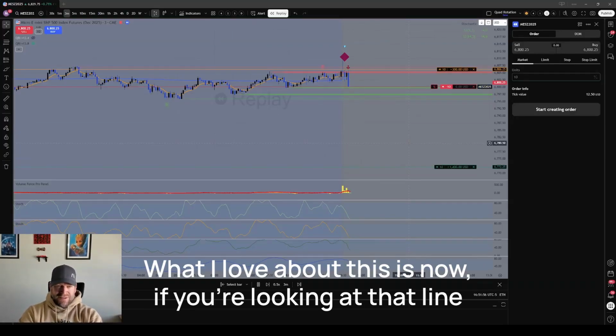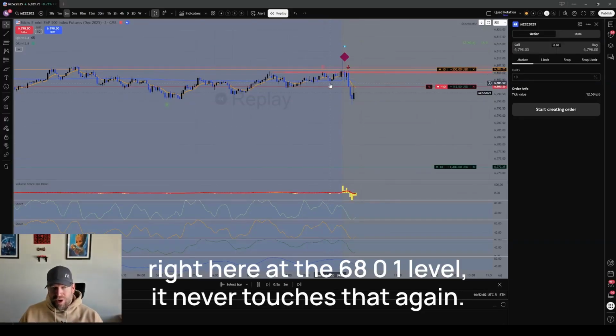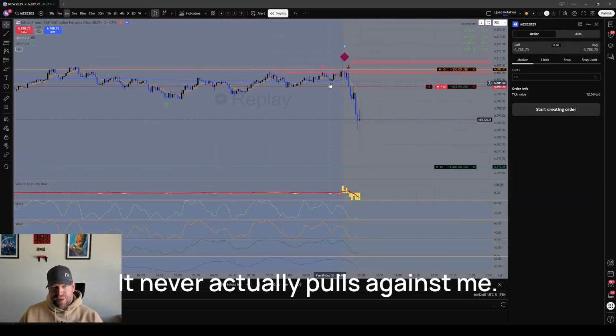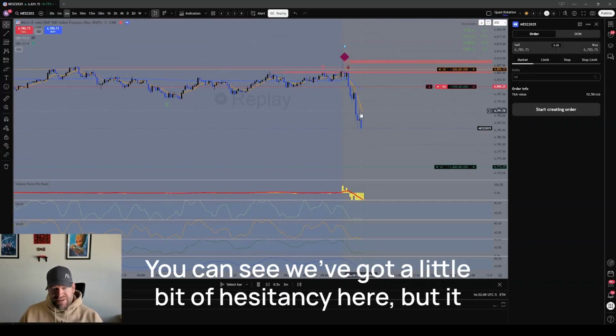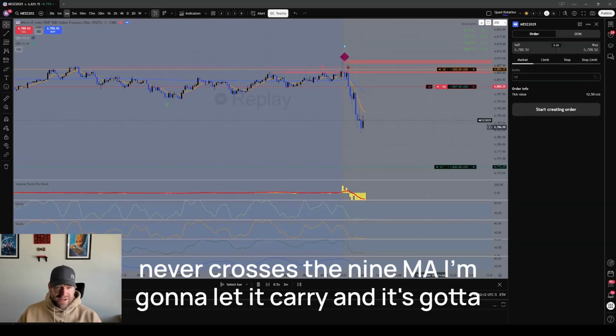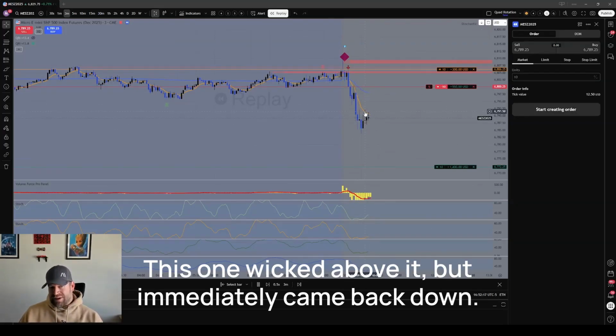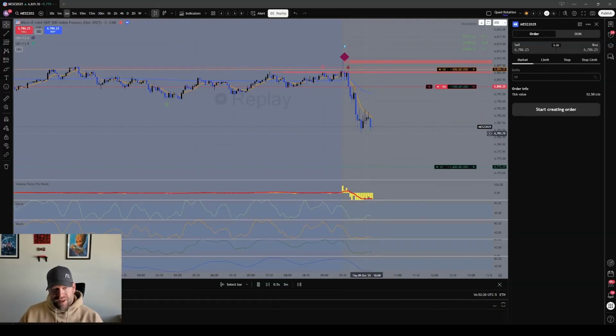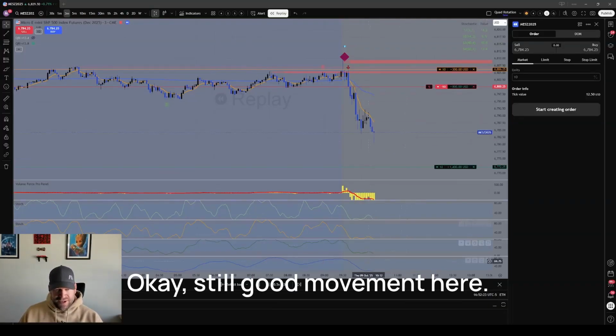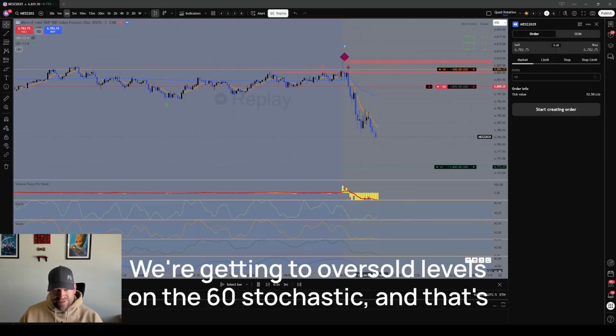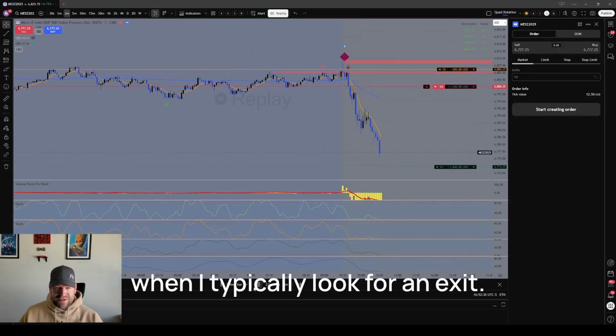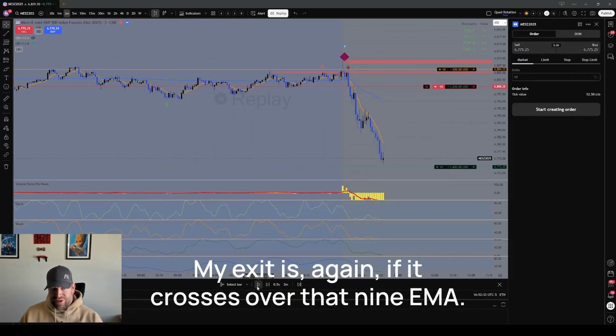What I love about this is now if you're looking at that line right here at the 6801 level, it never touches that again. It never actually pulls against me. You can see we've got a little bit of hesitancy here, but it never crosses the 9 EMA. I'm going to let it carry. And it's got close above the 9 EMA. This one wicked above it, but immediately came back down. Okay, still good movement here. We're getting to oversold levels on the 60 stochastic, and that's what I typically look for an exit. My exit is, again, if it crosses over that 9 EMA.